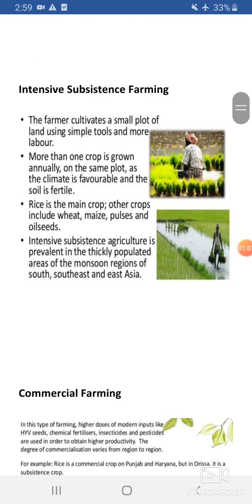Next is intensive subsistence farming. Increase in the agricultural production by using scientific methods and better agricultural inputs.